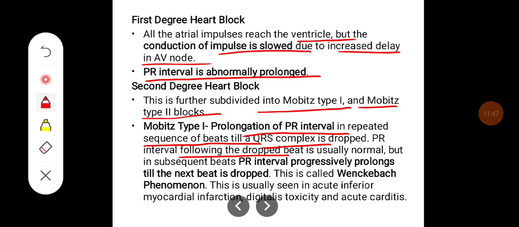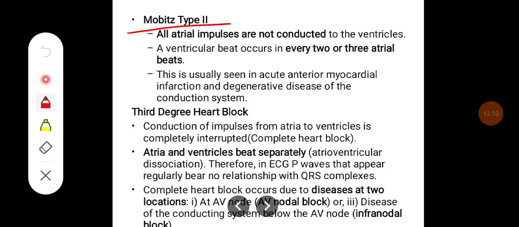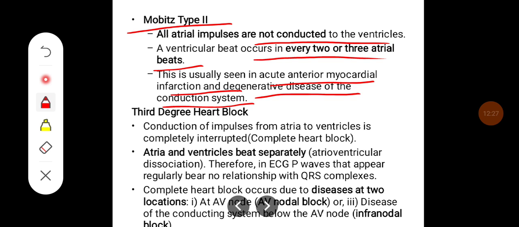The PR interval following the dropped beat is usually normal, but in subsequent beats, the PR interval progressively prolongs till the next beat is dropped. So this is also called the Wenckebach phenomenon. This is usually seen in acute inferior myocardial infarction, digitalis toxicity, and acute carditis. In Mobitz type 2, not all atrial impulses are conducted to the ventricles. A ventricular beat occurs every 2 or 3 atrial beats. This is usually seen in acute myocardial infarction and degenerative disease of the conducting system.